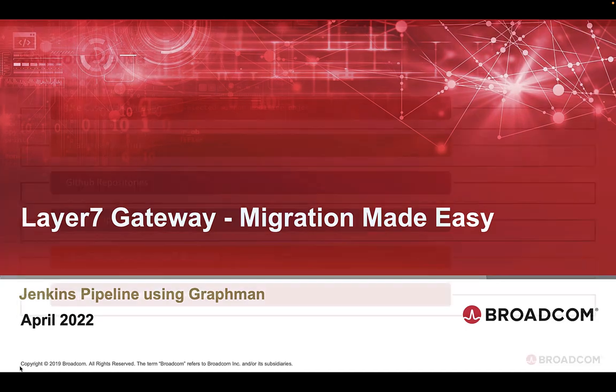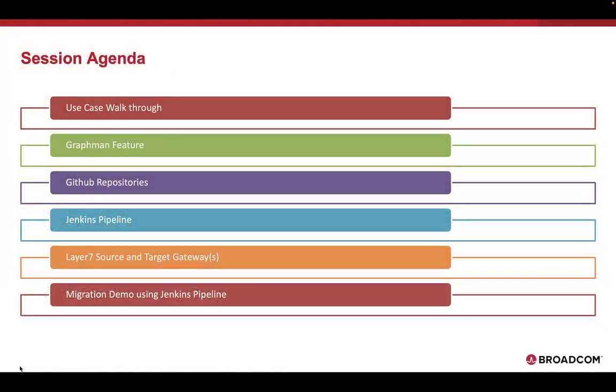Let's review the agenda. The agenda will be use case walkthrough, followed by the Graphman feature itself. I'll also be highlighting the repositories that I'll be using as part of this demonstration, explaining the Jenkins pipeline, followed by showcasing the source and target gateways, and then getting into the demo using the Jenkins pipeline.